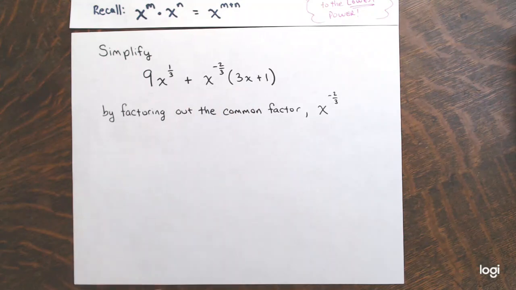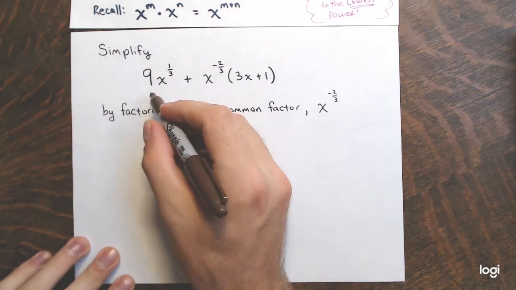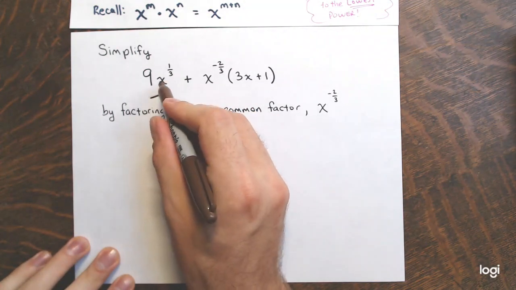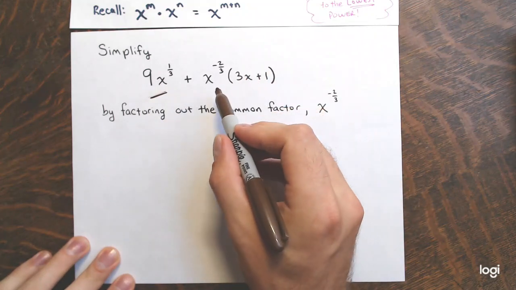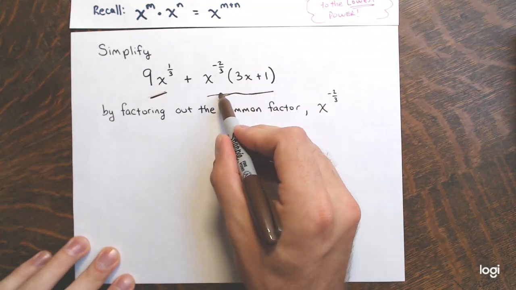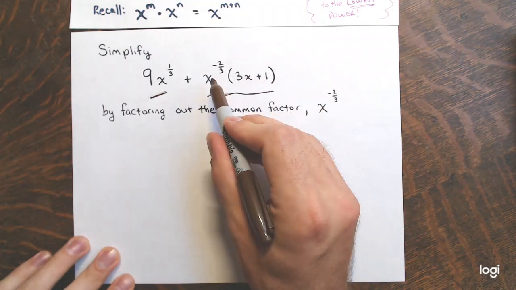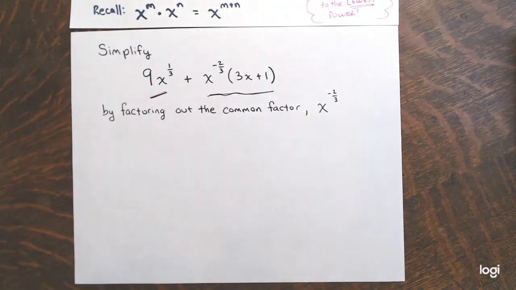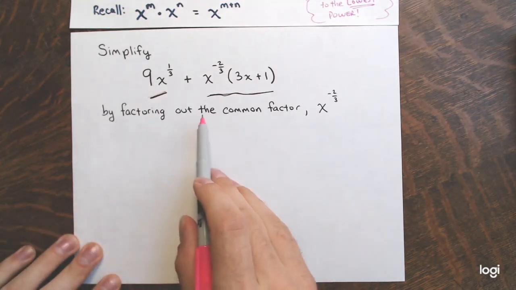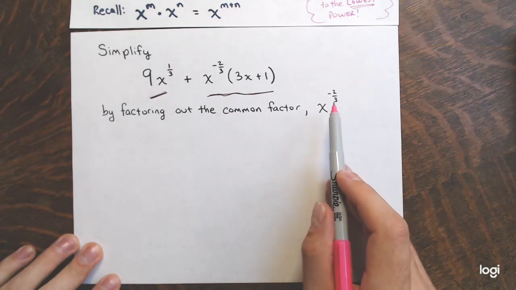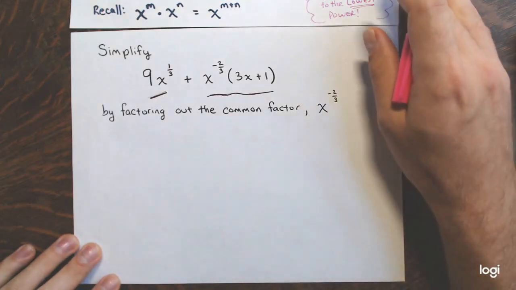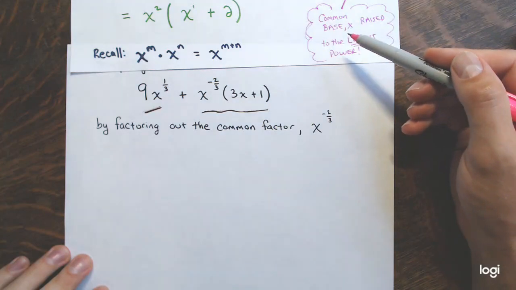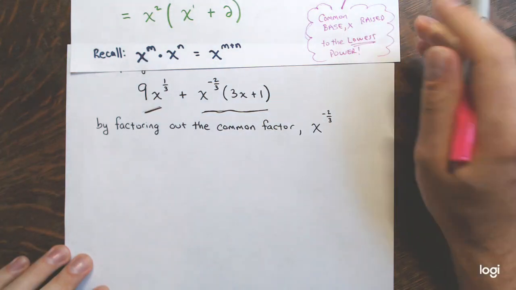So this again has just two terms. This is a term, the 9 times x to the 1/3. And this is a term as well. This times this times this, two factors here. Looking at these terms, I already said I'm going to be factoring out the common factor of x to the negative 2/3. But again, that's this common base raised to the lowest power.